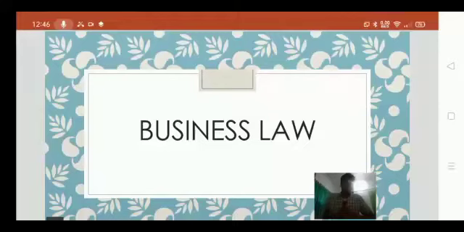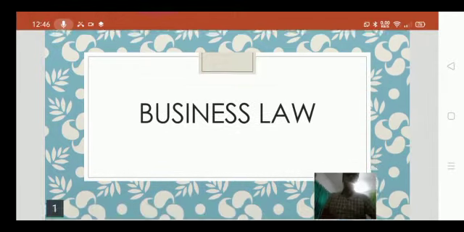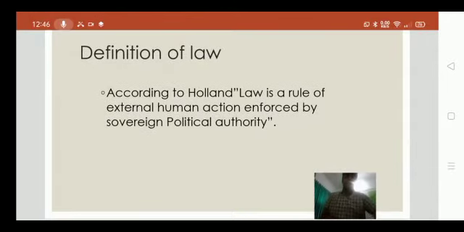What is business law? The definition of law, the definition of business law, and the nature of business law. First, we will go through the definition of law. Holland defined law as a rule of external human action enforced by sovereign political authority.